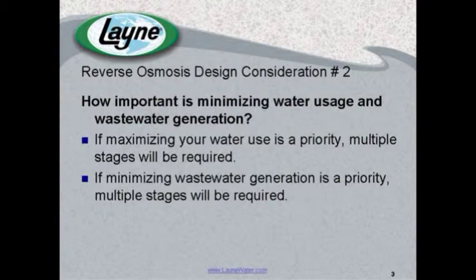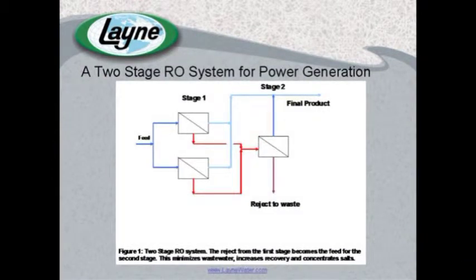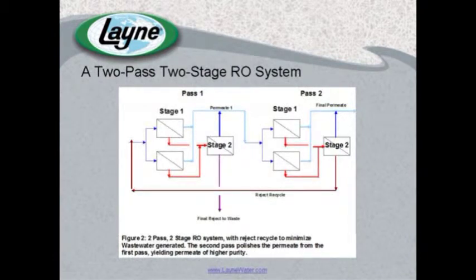If you're looking to maximize the use of water and maximize permeate quality, you'll be looking at increasing the number of passes in your design. Conversely, if your number one priority is minimizing wastewater, well then you'll be looking at maximizing the number of stages that you'll have in your reverse osmosis system. And we've got a couple good process diagrams here that show you the difference between a pass and a stage. Clear that up for you.